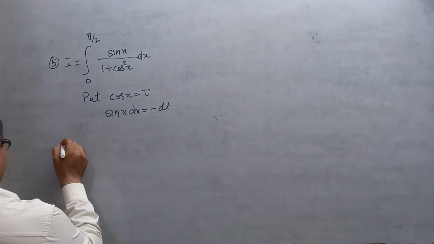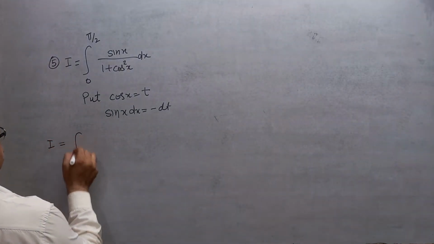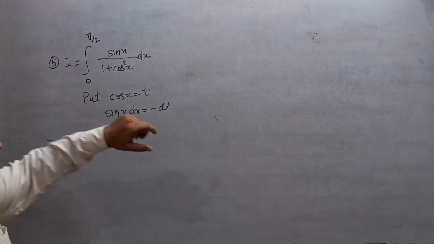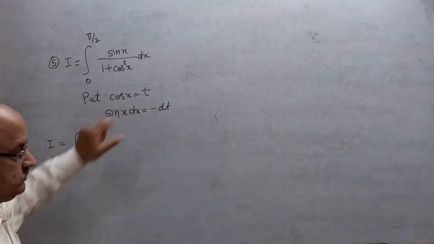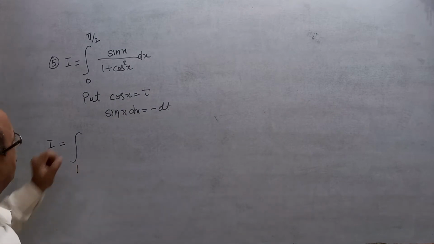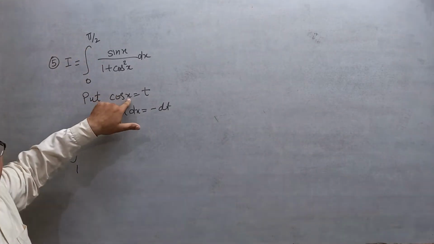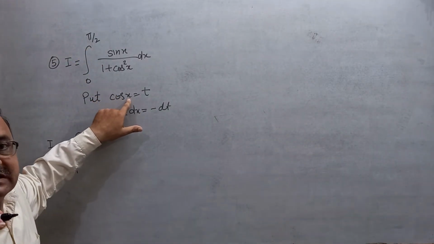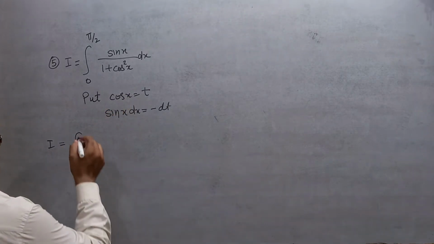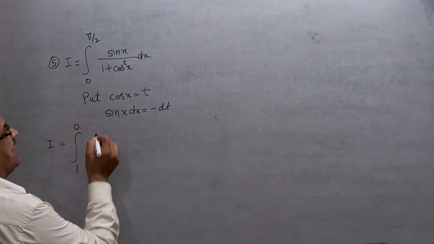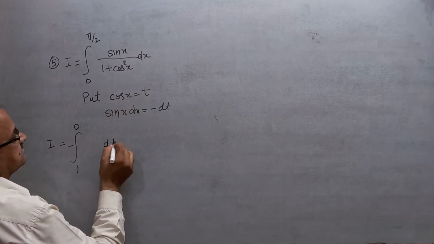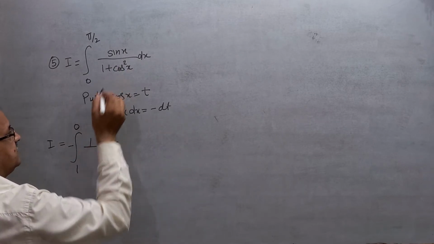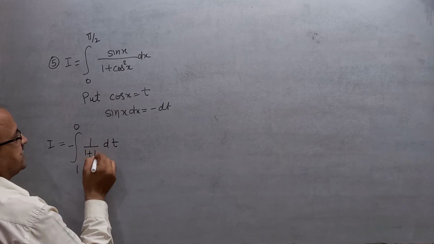Now change the limit, very simple. When x is 0, cos 0 is 1, so write 1. When x is pi by 2, cos 90 is 0, so write 0. In place of sin x dx, you can write minus dt, and in place of the denominator, you write 1 plus t square.